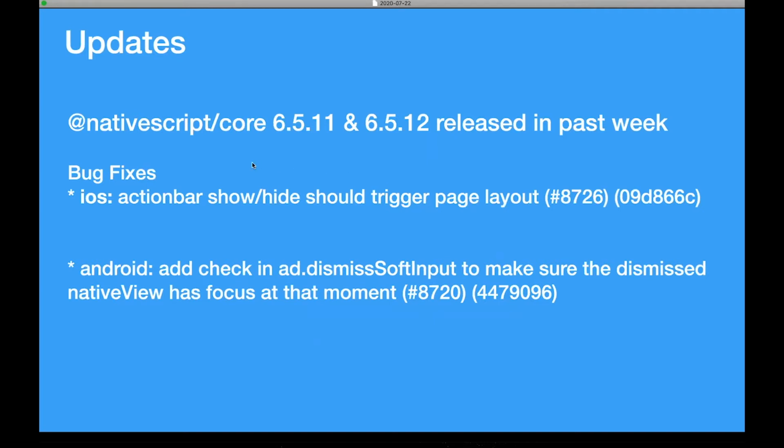NativeScript Core, in the past week, we released 6.5.11 and 6.5.12. In particular, this fixed an action bar show/hide issue, where if you were to show an action bar later, after the page had initially been laid out, it would overlap content. And we added a fix that now properly relays out the page when that action bar shows and hides. It's a really nice fix there.